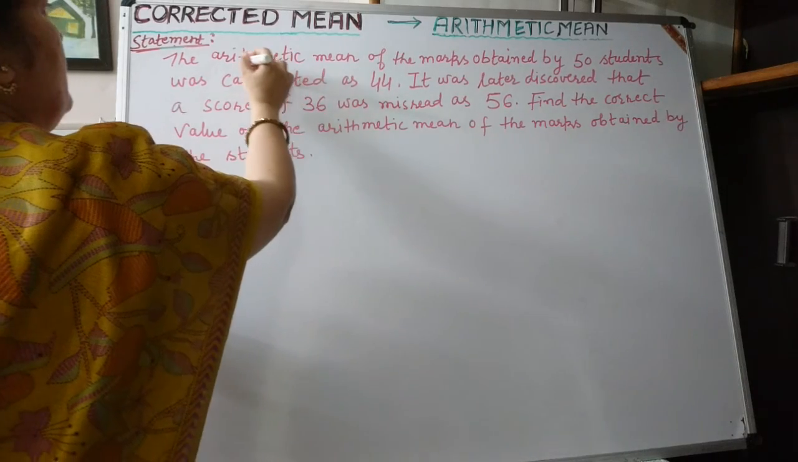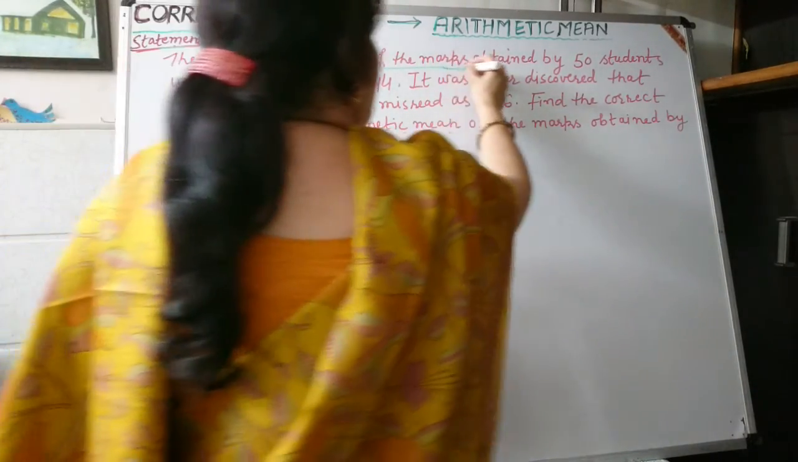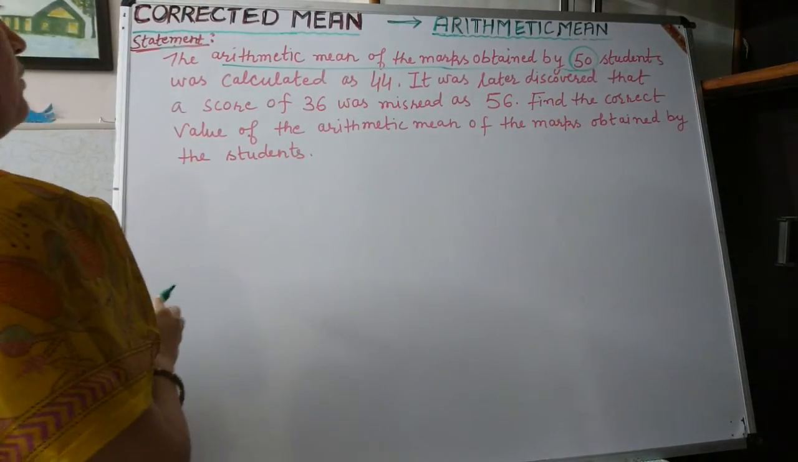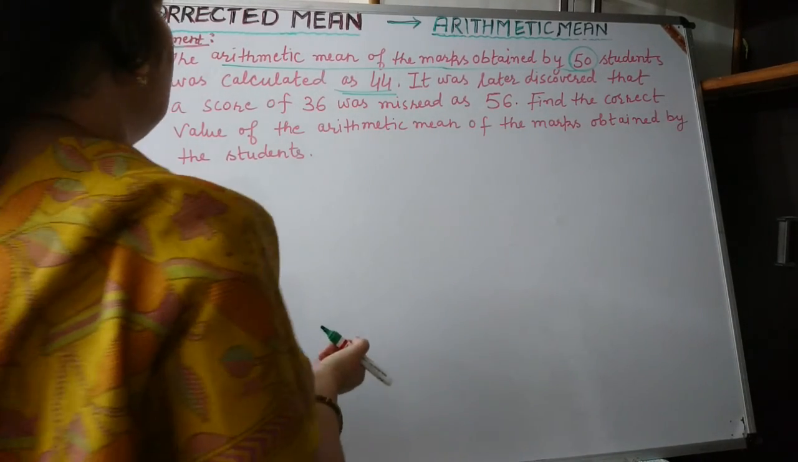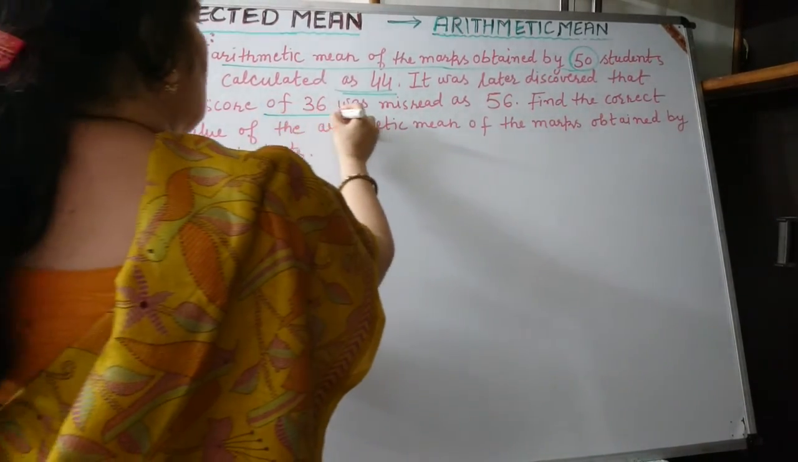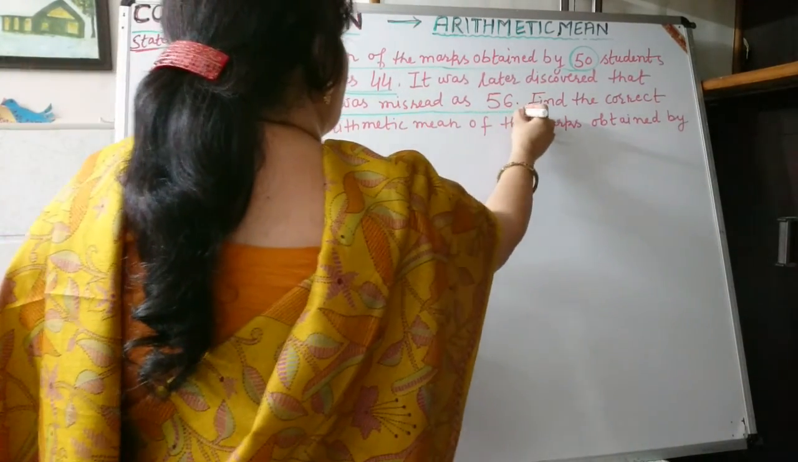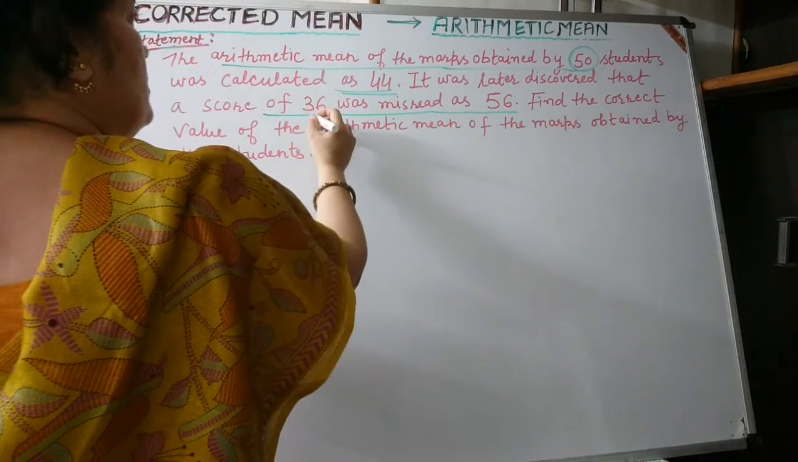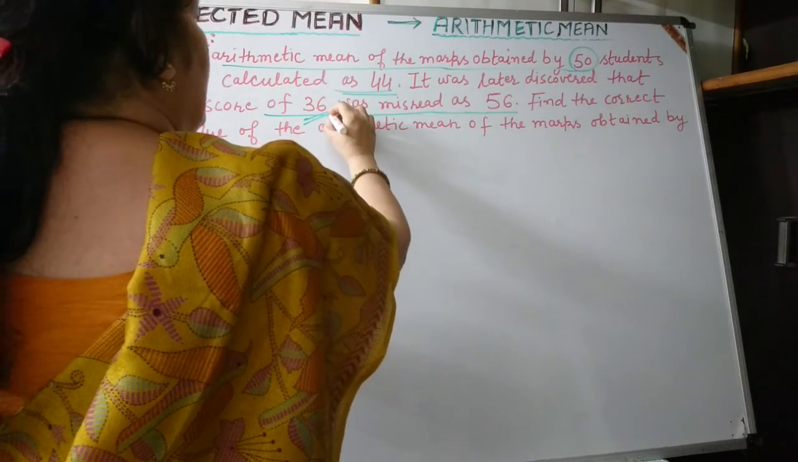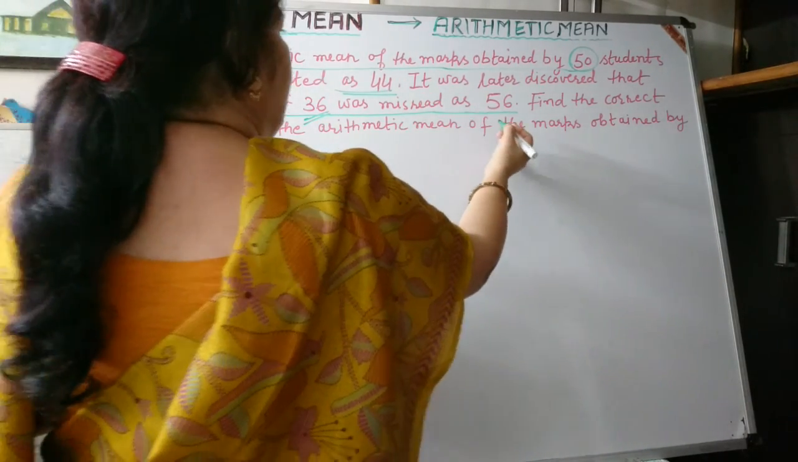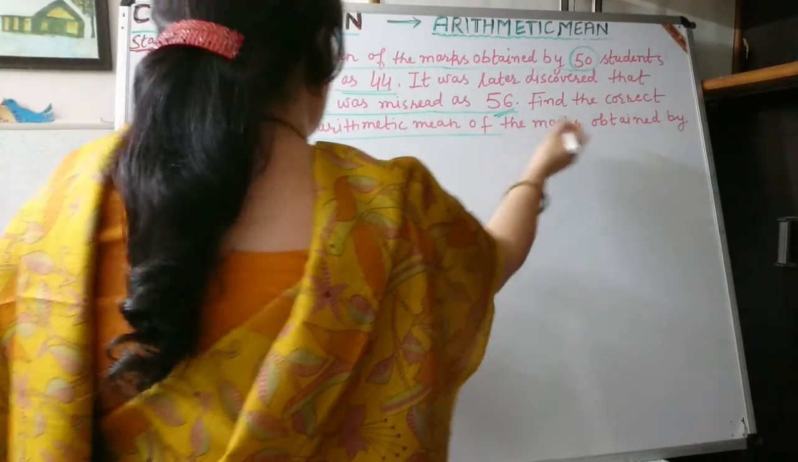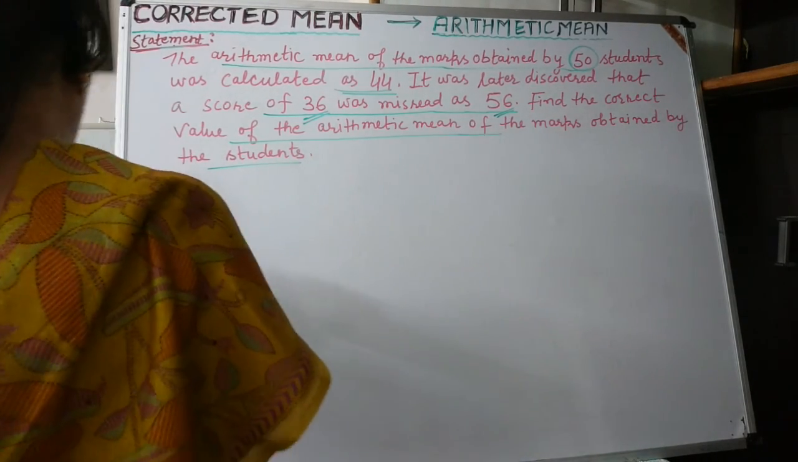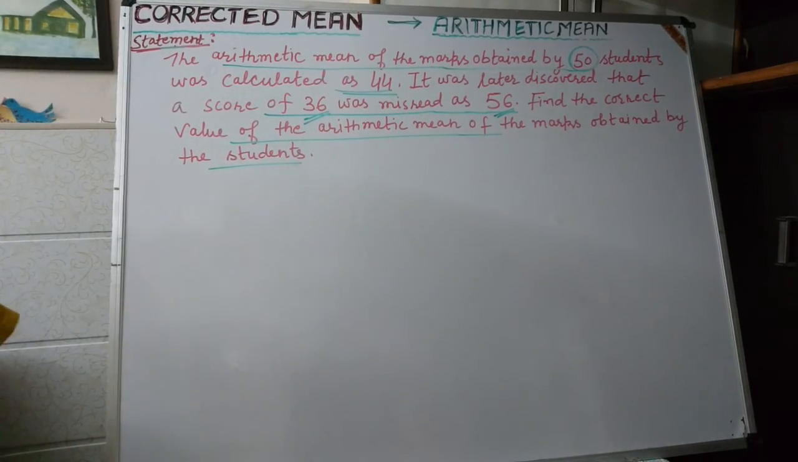The arithmetic mean of the marks obtained by 50 students was calculated as 44. It was later discovered that a score of 36 was misread as 56. The actual score was 36 and the calculated score was 56. Find the correct value of the arithmetic mean of the marks obtained by the students. So let us see the calculations.